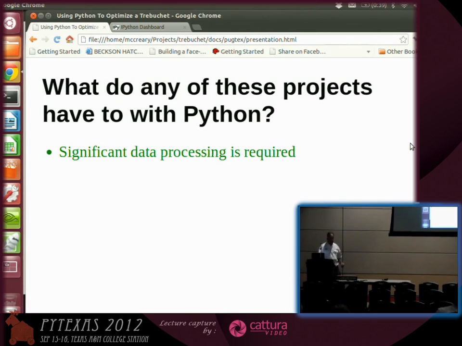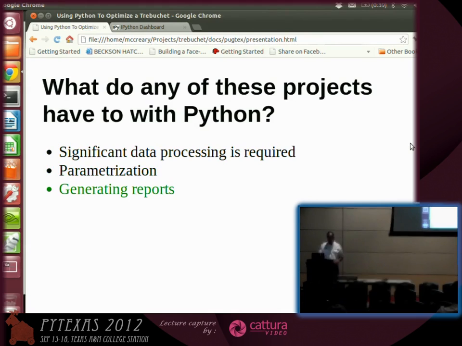Well, for one, significant data processing. I first used it for scripting my finite element software, and then continued on from there. Parameterization, so if you need to run thousands and thousands of optimization runs, you're not going to do it by hand. Generating reports. My delivery to my customer is typically a PDF file that they would include as an attachment to their client, or perhaps they are the end client.